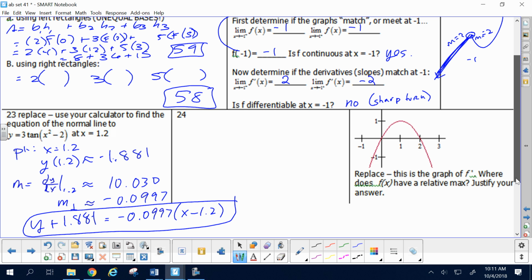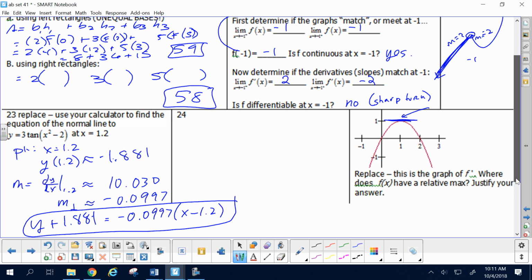Okay, thank you. All right, last but not least, as far as replacements go, this is a graph of f prime. Where does f have a relative max? What did you say? At x equal what? 1? Okay. Can it really be that easy?